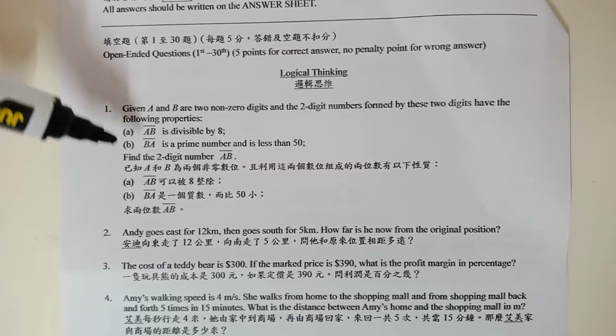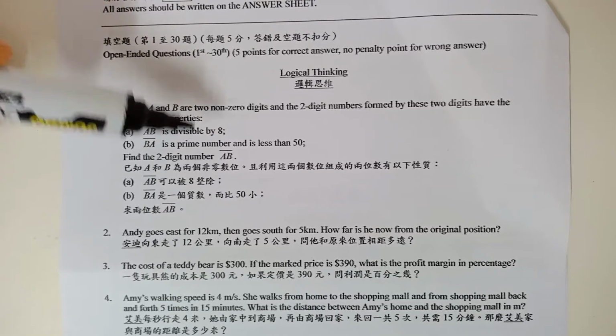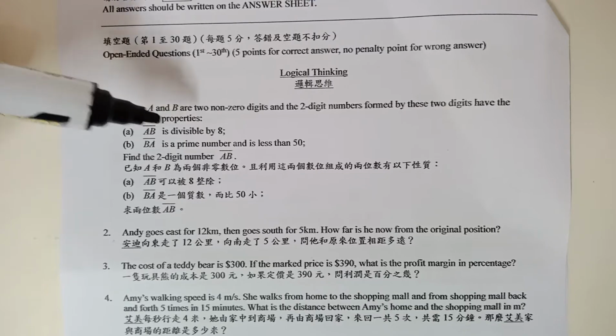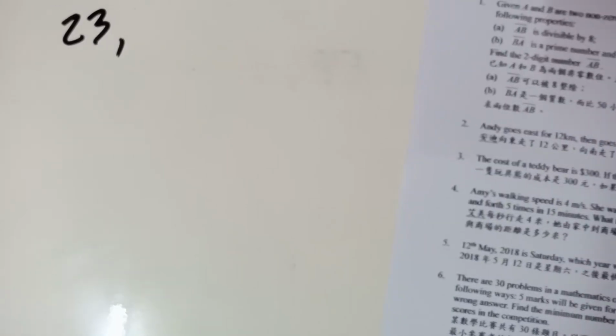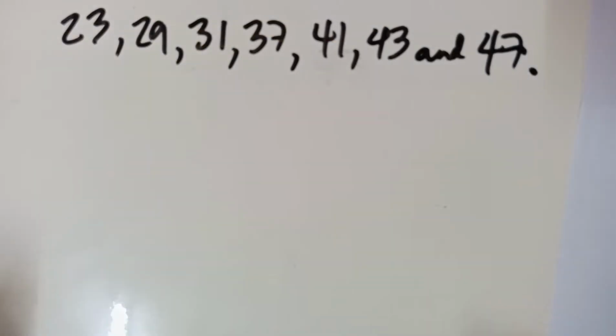it looks like it's easier to solve this if we consider first the second property, which is BA is a prime number and is less than 50. Because we have in mind that that number is a 2-digit number and it's a prime number that is less than 50. So you can list down all those 2-digit prime numbers that are less than 50. And what are those? 23, and then next is 29, then 31, 37, 41, 43, and 47. So these are the possible answers for BA.